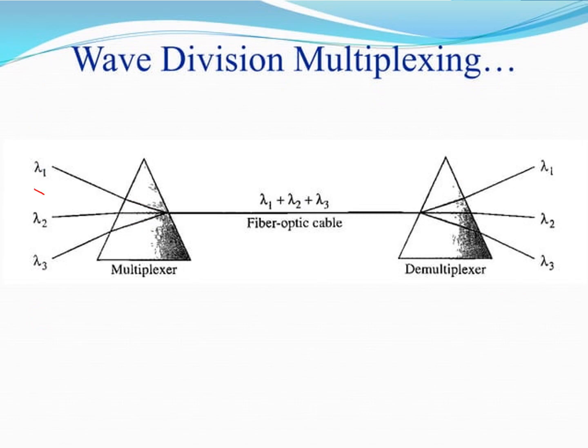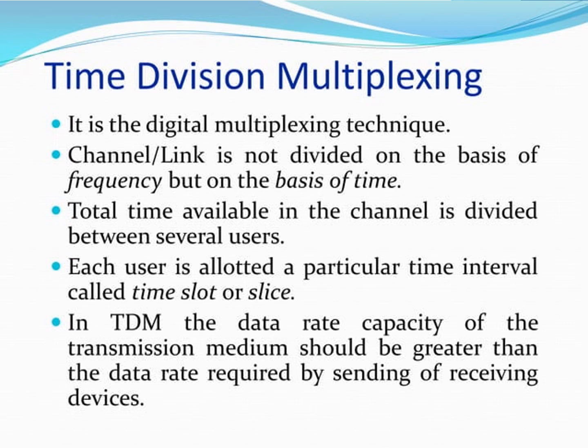So the different optical signals or lights are sent into the multiplexer, and then through the fiber optic cable only a single link is passed where the signals are combined, and then at the demultiplexing phase it just splits away. Next is going to be time division multiplexing.